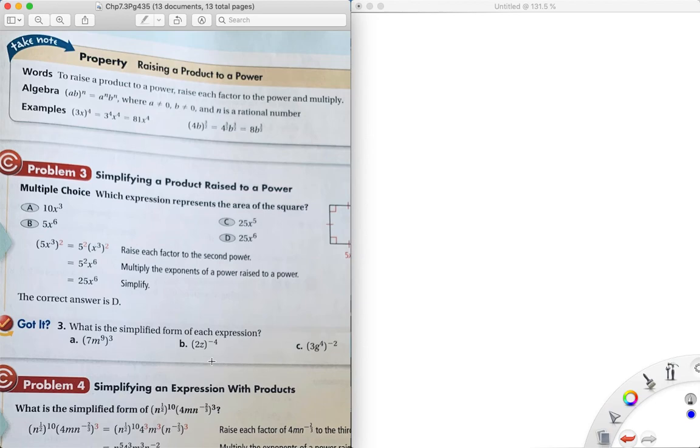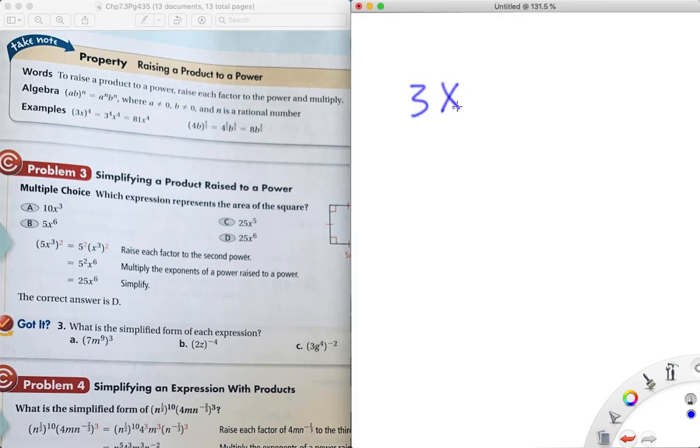this says that if I have two things in here, so I have 3x. A couple things to note. If there is no power, so I have 3 and x, that's the same thing as saying 3 to the 1st power times x to the 1st power. Sometimes people see it this way with the 1 here. That makes it a little bit easier for them to set this up. They're raising it to the 4th power.